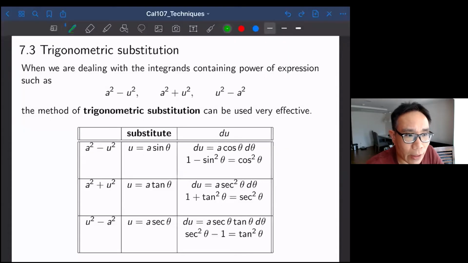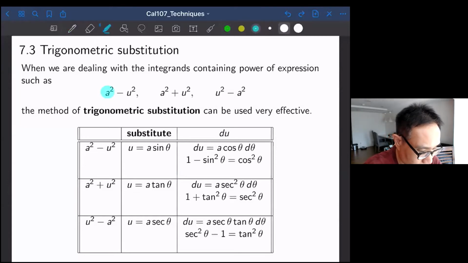The next technique that we're going to study is called trigonometric substitution. Trigonometric substitution will be used when you see an integral with the expression a squared minus u squared, a squared plus u squared, or u squared minus a squared. So there are three kinds of this.